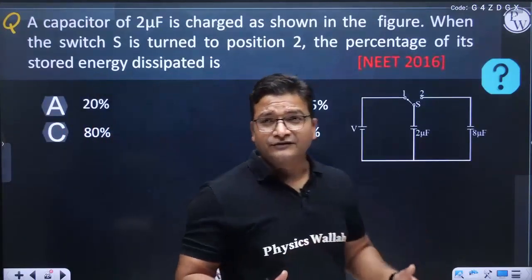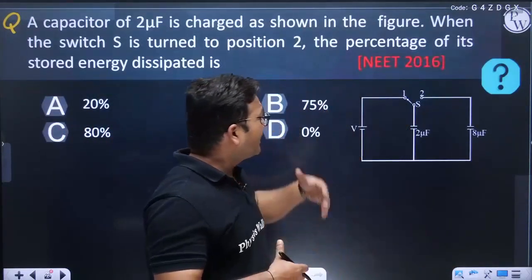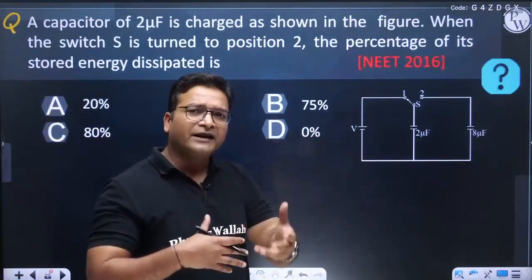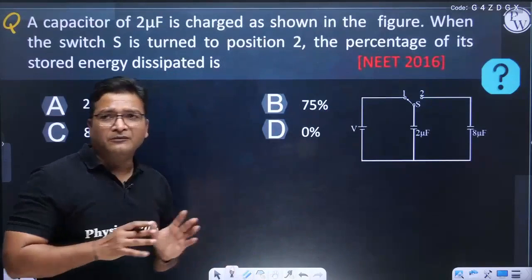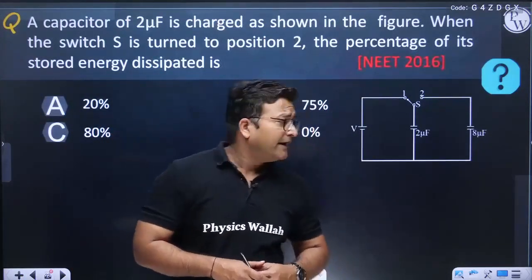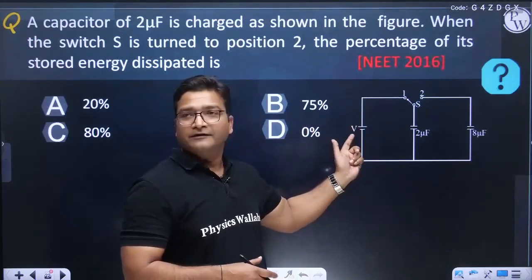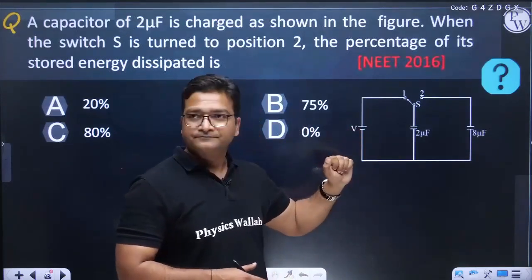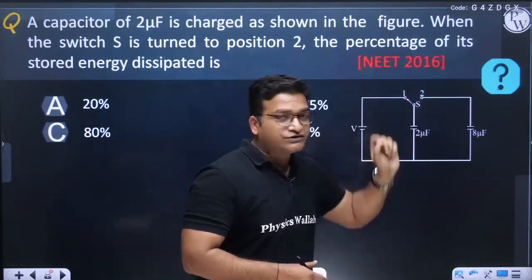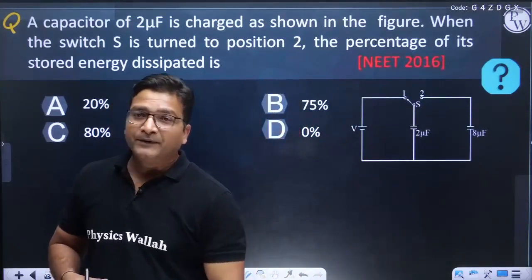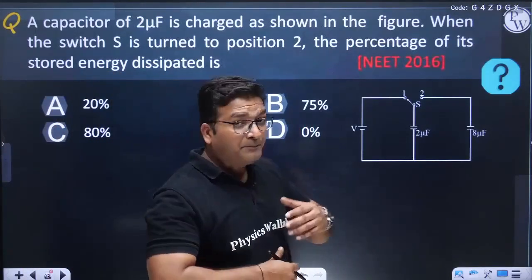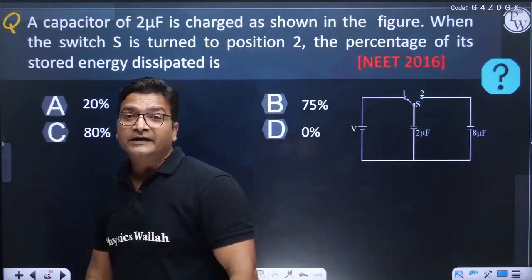Here we have a capacitor. This was asked in JEE also once. I have not taken that question because both are almost the same. So here we have a capacitor of 2 microfarad charged by this battery of voltage V. When the switch is shifted from 1 to position 2, what is the percentage of stored energy dissipated? They are asking us what is the percentage of stored energy dissipated.